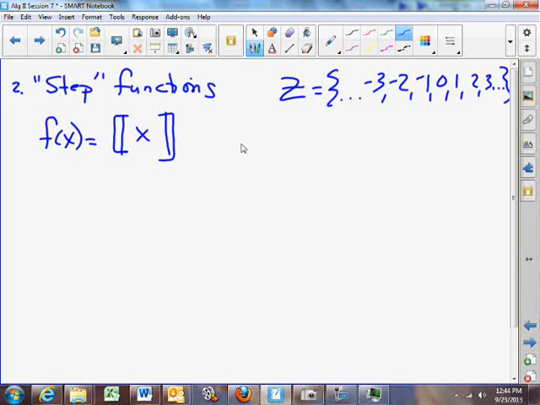Now, the idea of a step function is this. Let's actually take a look at some values for x and f of x, and then we'll take a look at where they line up on the graph. For example, let's put 0 in for x. Now, if x is 0, then the greatest integer that is less than or equal to 0 is going to be 0.